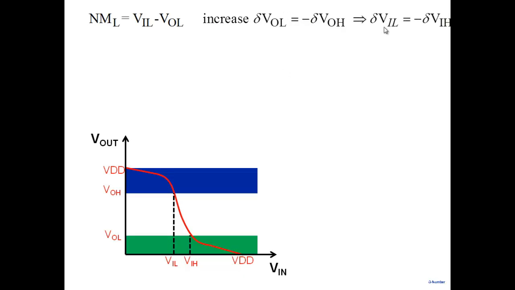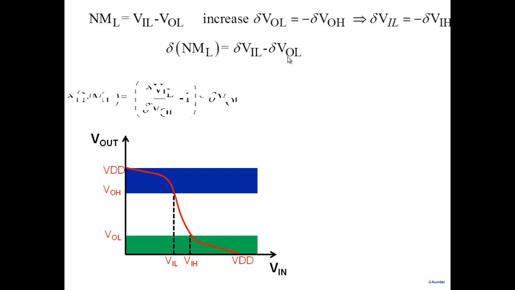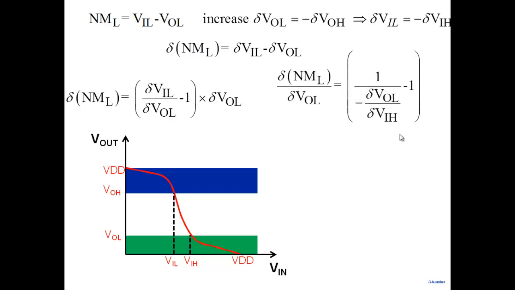Fine. And as a result, there would be a change in VIL and a change in VIH. So what will be the change in NML? Change in NML would be change in VIL minus change in VOL. Fine. Delta VIL minus delta VOL. We can take this out and write it like this here. So what does it say? How much would the change in lower noise margin be as a result of increasing VOL by a certain amount? That's what it is giving us. I can rewrite this as follows.